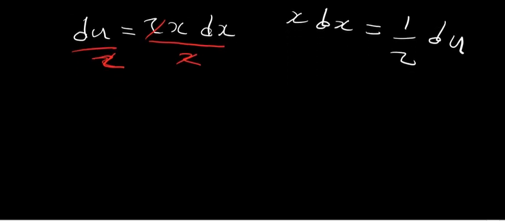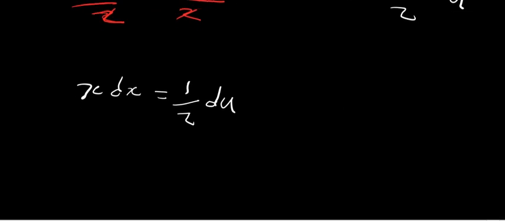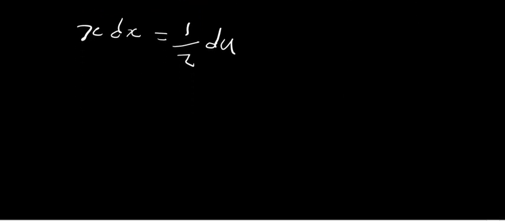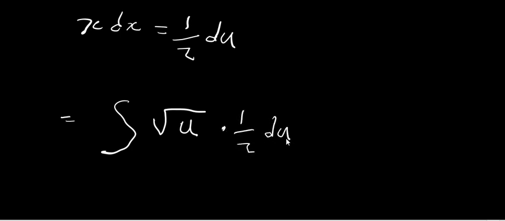Let me go a bit down. So we have said x dx is equal to 1 over 2 du. So if we have that, that means that where there is x dx, we are going to put 1 over 2 du. So that original expression is now going to become the integral of square root u, times 1 over 2 du.